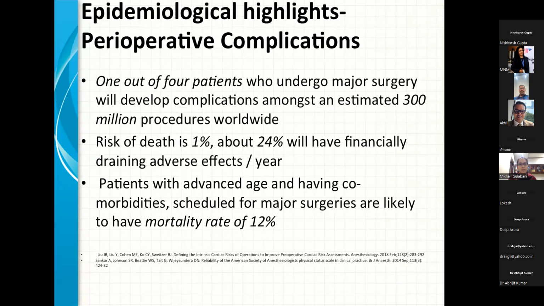Now, perioperative complications are a huge public health burden and one of the preventable causes of morbidity and mortality. The statistics state that 1 out of 4 patients who undergo major surgery will develop complications amongst an estimated 300 million procedures performed worldwide.